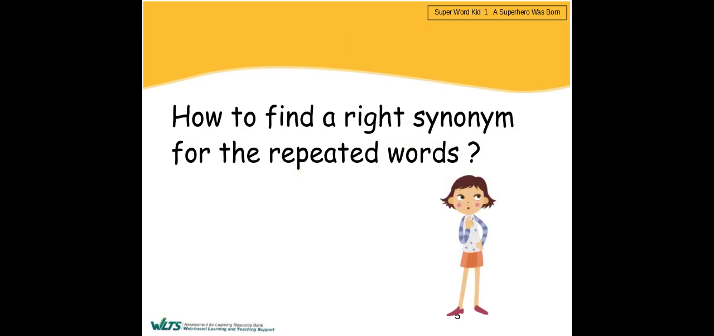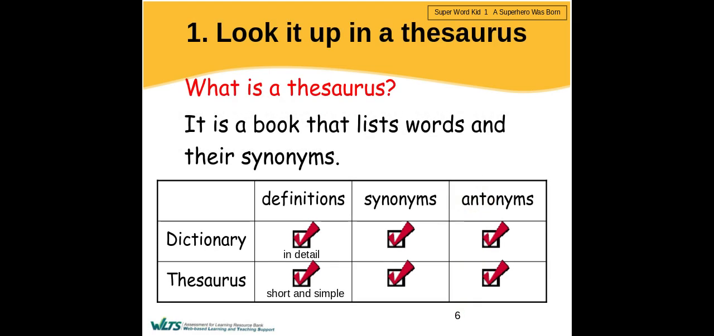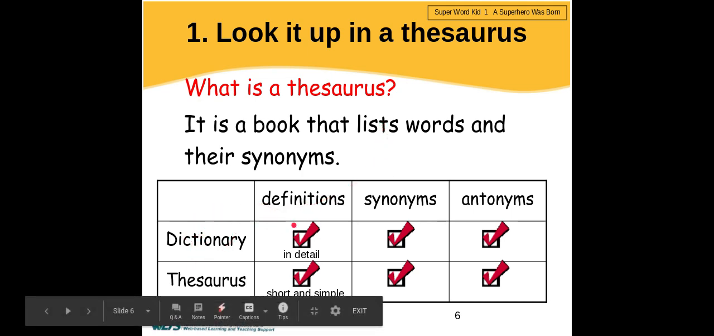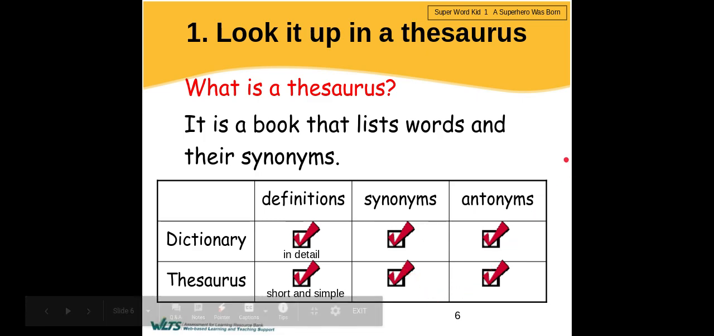So, how do you find the right synonym for the repeated words? Well, the first thing you could do is look it up in a thesaurus. But what is a thesaurus? Well, a thesaurus is a book that lists the words and their synonyms. As you can see by the chart over here, a dictionary can show the definition in detail. It also does provide the synonyms and antonyms. The thesaurus, however, does a short and simple definition and has a lot more synonyms and antonyms.